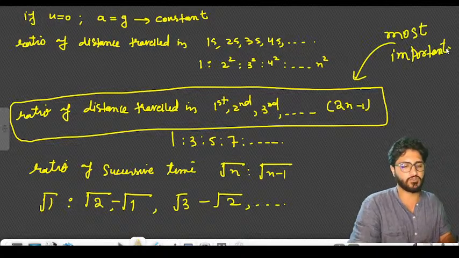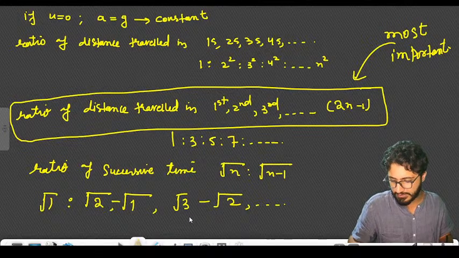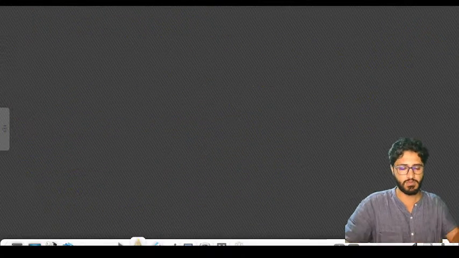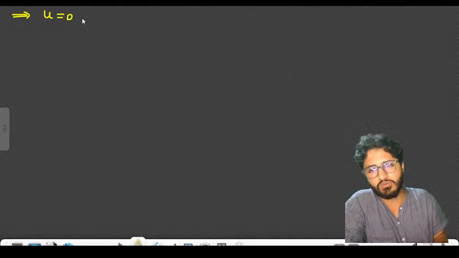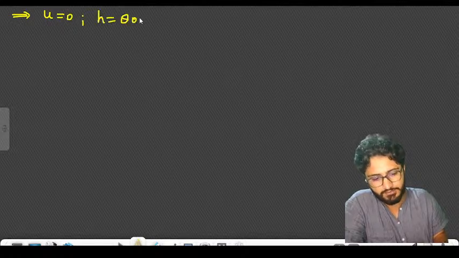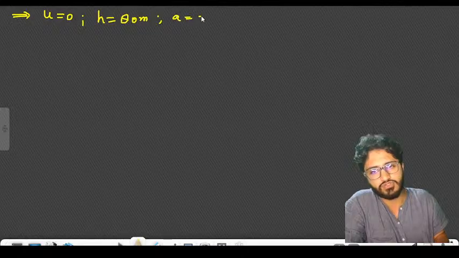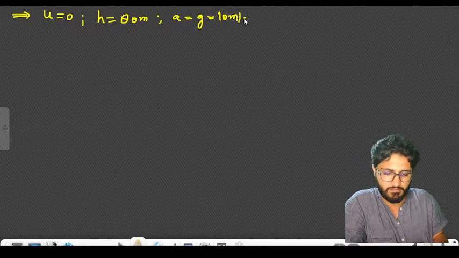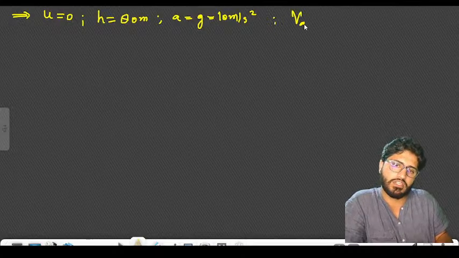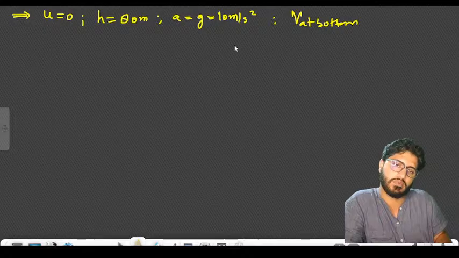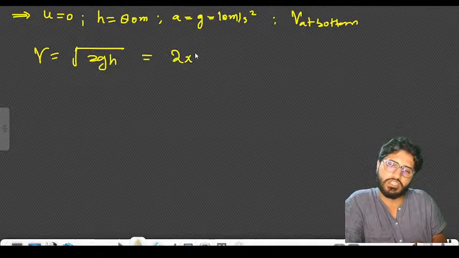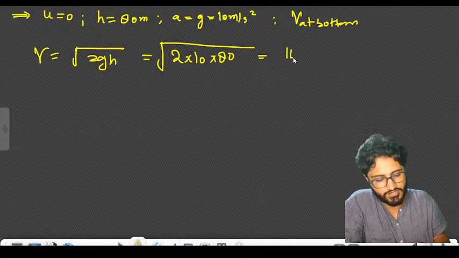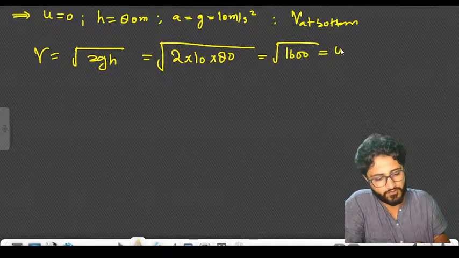Sir, how to implement these formulas? You need to give me only 5 to 10 minutes, then we will just wrap up the session. Look, body is dropped. That means u is 0. Height is given as 80 meter. a equals g equals 10 meter per second square. Velocity at bottom: we know velocity equals under root of 2gh. 2 into 10 into 80, root 1600. That means 40 meter per second.